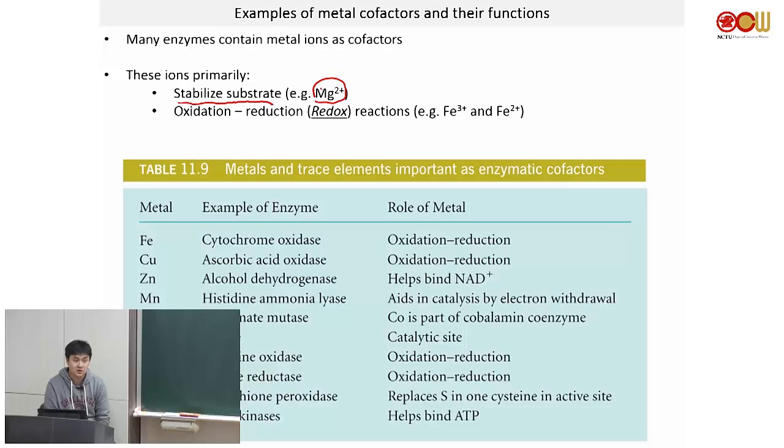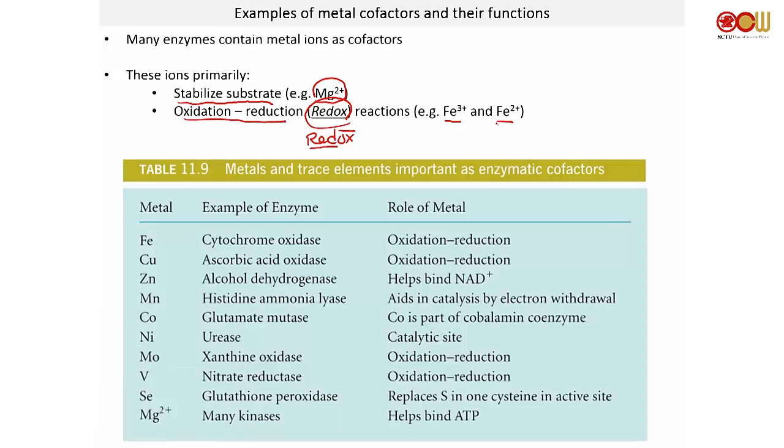Metal ions are often used in oxidation and reduction. In general, we call them redox reactions, which stands for reduction and oxidation. Why? That is because some of these metal ions can change oxidation states. For example, you go from Fe3+ to Fe2+. So they can pass and take electrons.